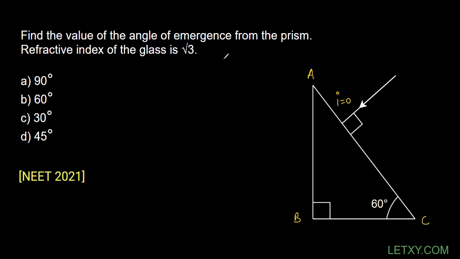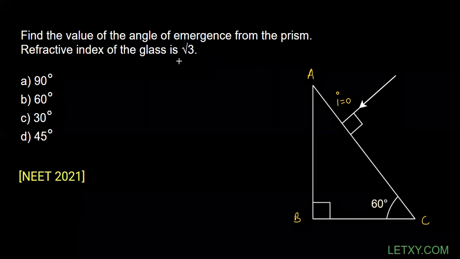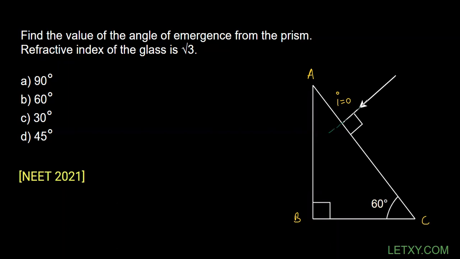Now, it might happen that you are not able to see the normal. Let me draw it for you. Here, actually, this is the normal, right? As you can see, both the normal and the incident ray are overlapping. So we can say the angle of incidence must be equal to 0 at the interface AC, right?